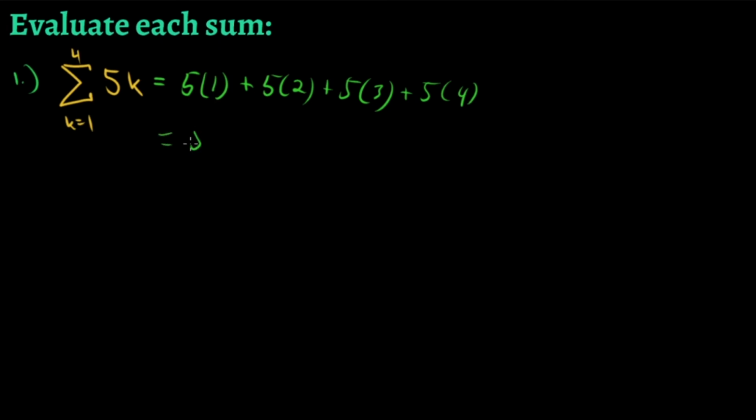So, we have 5 times 1 is 5, 5 times 2 is 10, 5 times 3 is 15, and 5 times 4 is 20. Simplifying further, we have 5 plus 10 is 15, plus 15 is 30, plus 20 is 50. So, nahanap na natin yung sum nitong expression na ito, summation of 5k from 1 to 4. Tingin tayo ng isa pang example.